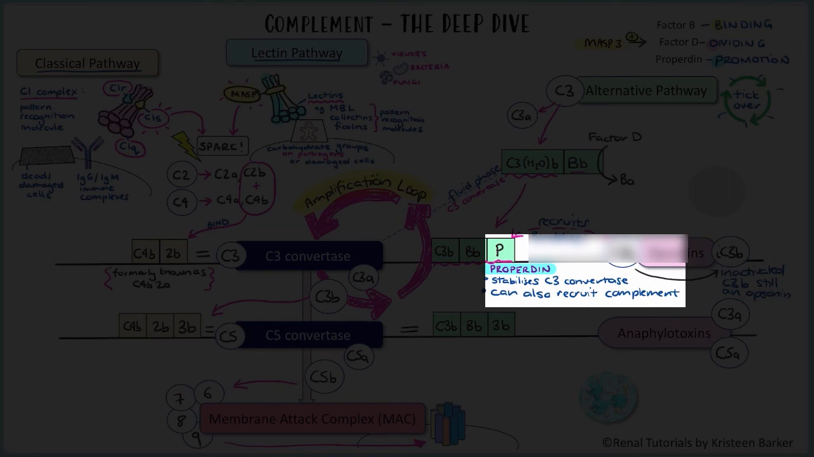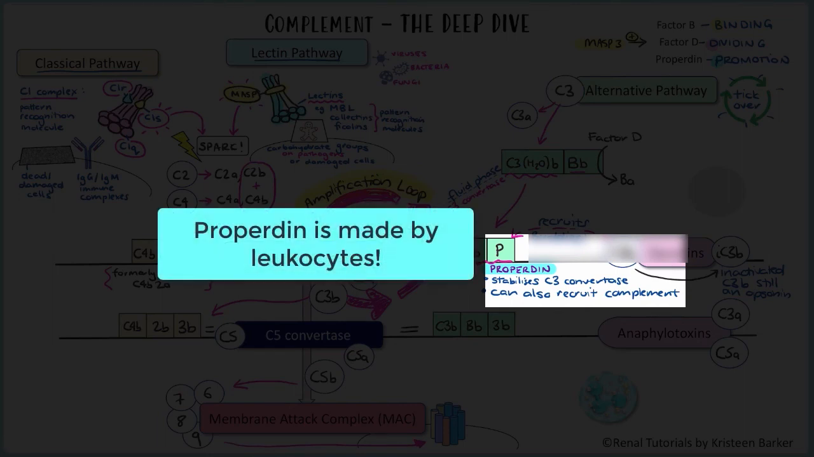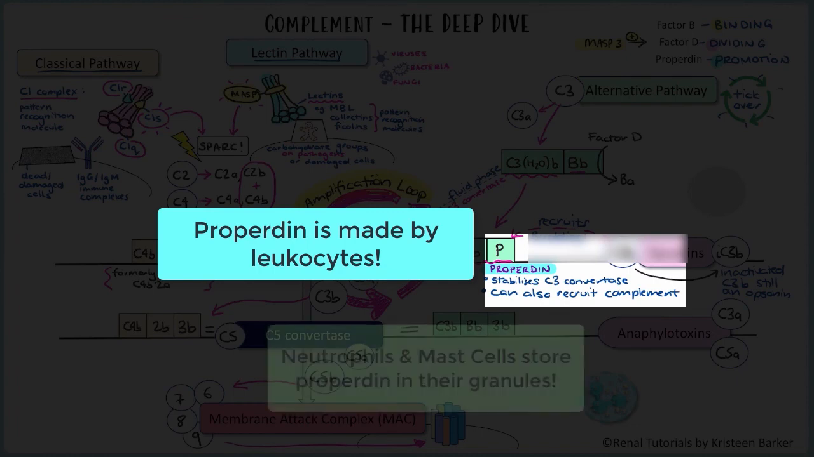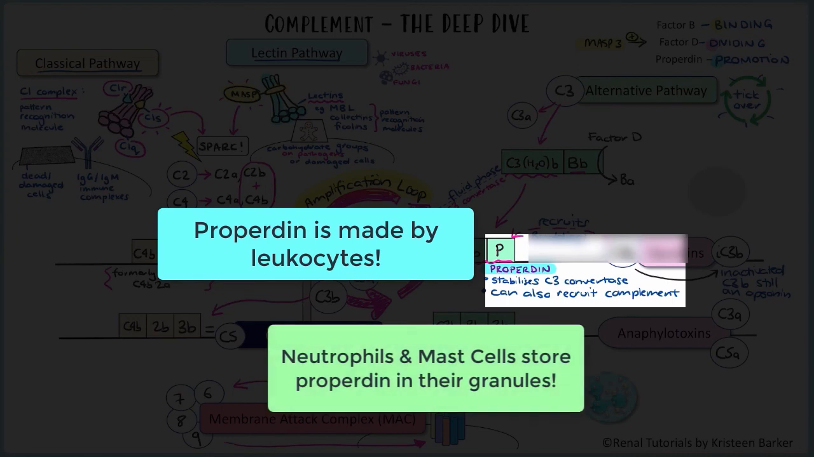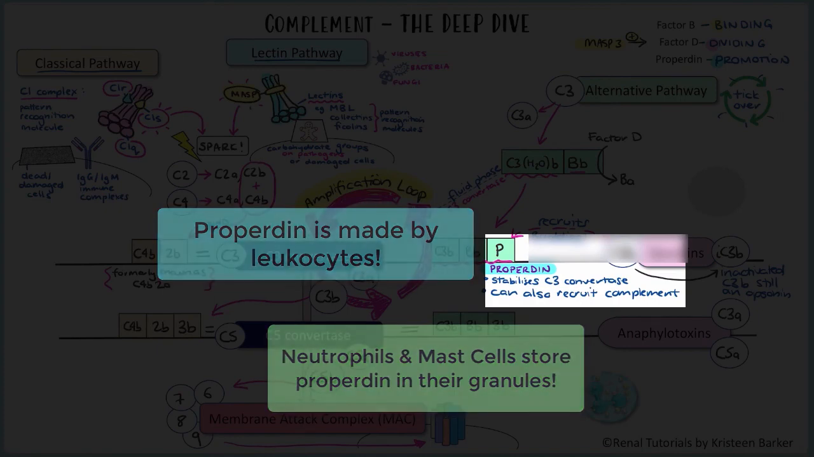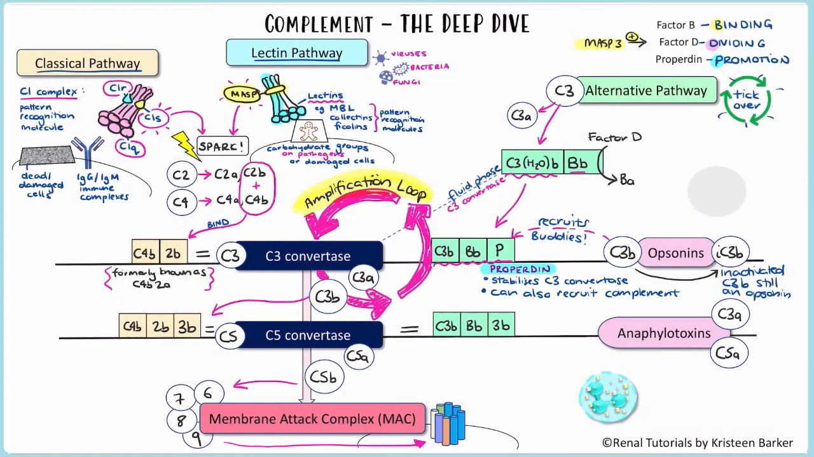Get this, properdin is not made in the liver. It's actually made inside our white blood cells. Monocytes, macrophages, and T cells can secrete properdin into our bloodstream. But other white cells, such as neutrophils and mast cells, actually store properdin in their granules. And this is where it gets really good.